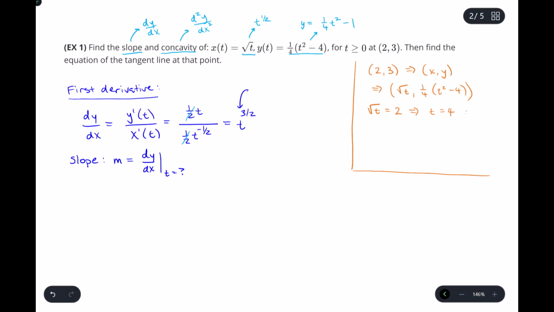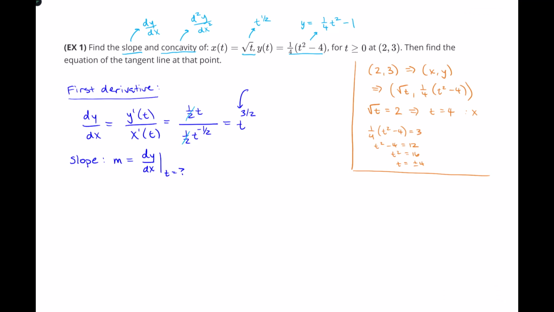All right, so that was using the x. Using the y, I could say the y component set equal to 3. Well, let's see, that would be 1/4 t squared minus 4 equals 3, so t squared minus 16 equals 12. And if I add 16 to both sides, that would be t squared equals 16. So t would be positive or negative 4 in that particular case. But we've got t equals 4 for the x.